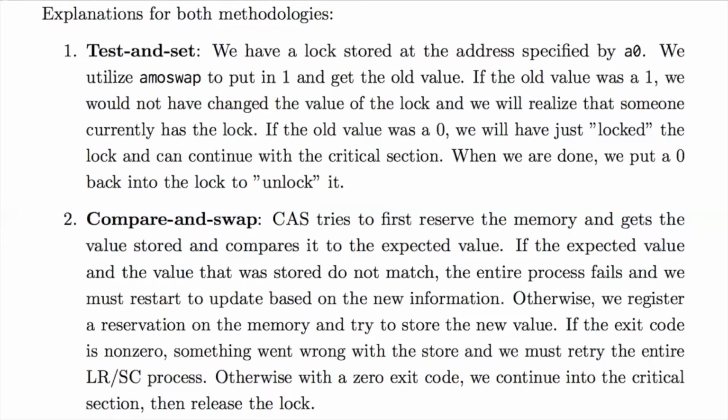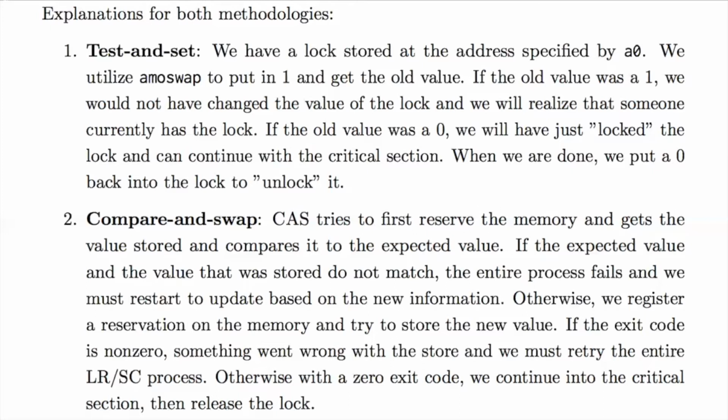The first is test and set. We have a lock stored at the address specified by A0. We utilize amoswap to put in a 1 at that address and get the old value. If the old value is a 1, we would not have changed the value of the lock, and we will realize that someone currently has the lock. But if the old value was a 0, we will have just locked that lock. And we can continue with the critical section, which is the part of the code we want to execute without interference. When we are done, we will put a 0 back into the lock in order to unlock it.